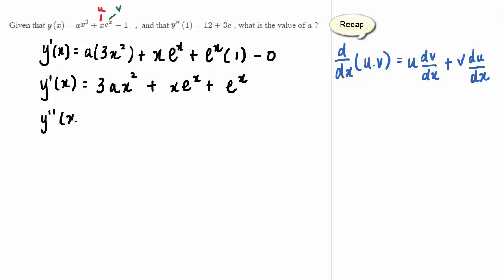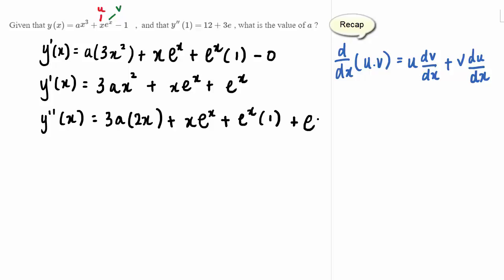Y double prime x is equals to, so we have a 3a here. So when we differentiate x squared, we will get 2, bring down the power 2, x, reduce the power by 1, will give you x. Here again is a product of two functions. We can make use of the product rule again. So put down the first function, x, differentiate the second function with respect to x, which will give us e^x, plus put down the second function, e^x, differentiate the first function with respect to x, which will give us 1. And here, it will give us e^x.